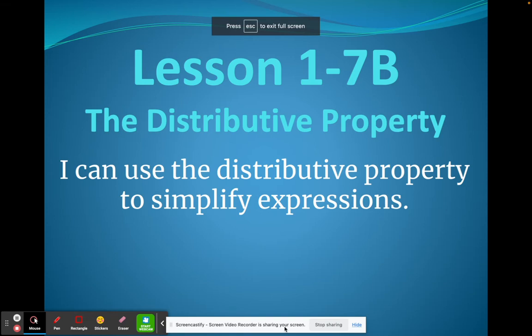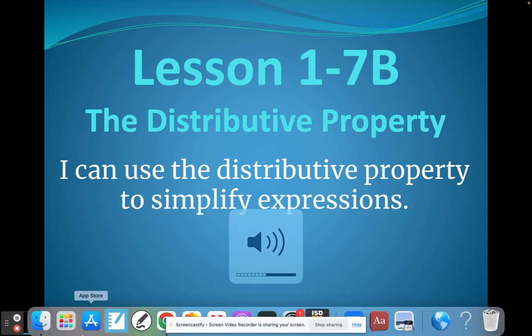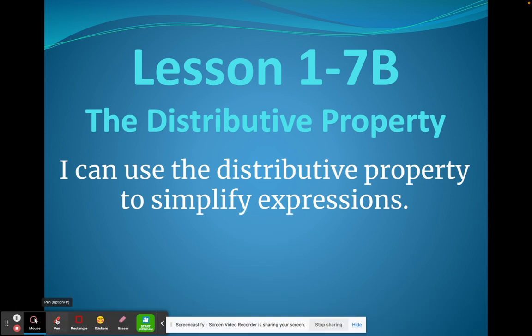Hi everyone, today we're going to be using the distributive property to simplify some expressions. Make sure you have your notes handy and you can follow along with them. You'll have to fill in some numbers along the way.